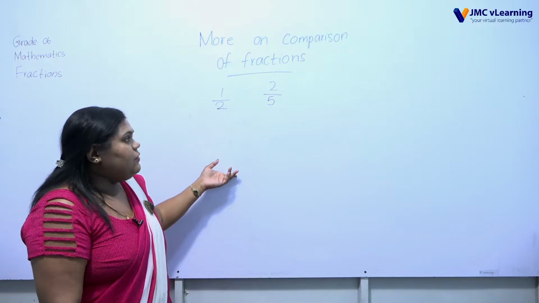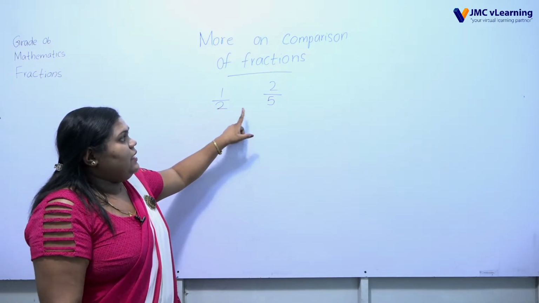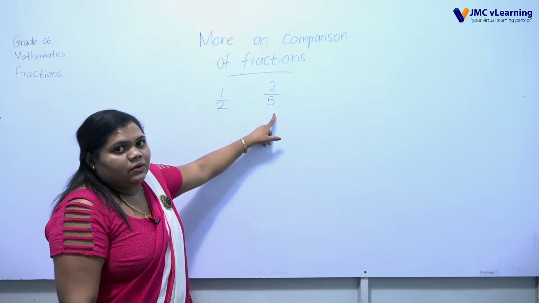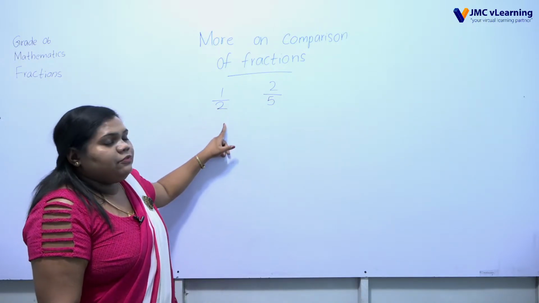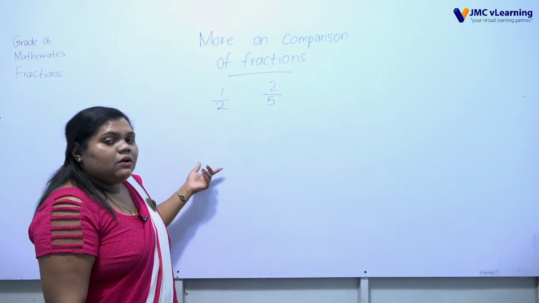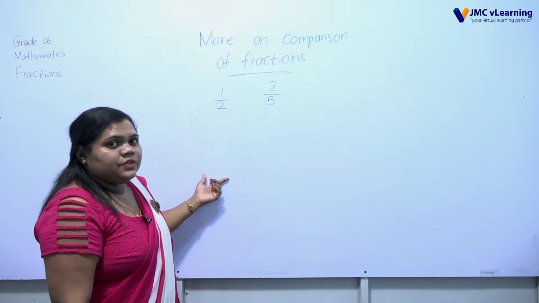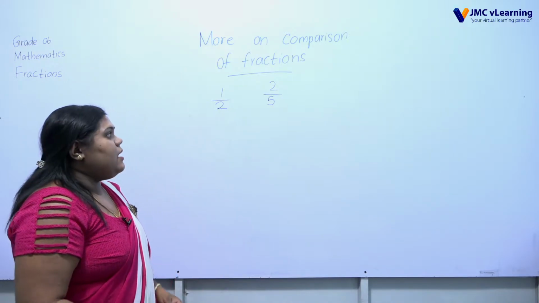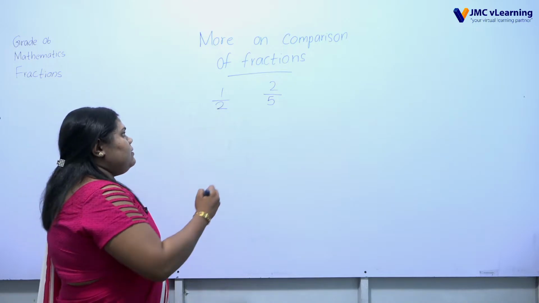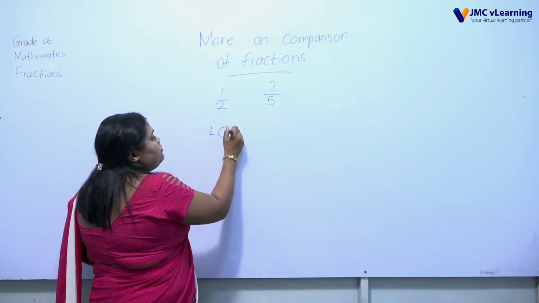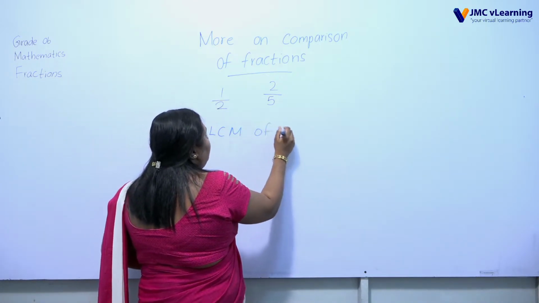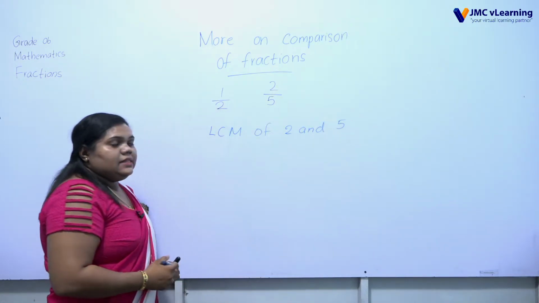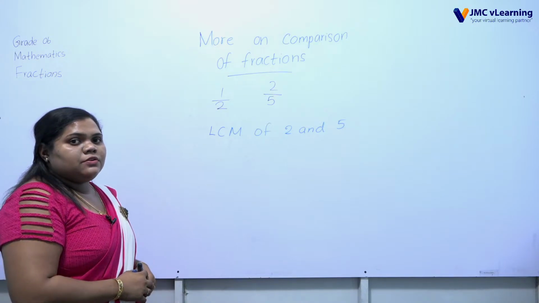No? So for that we want to find the LCM of 2 and 5. If we find the LCM of 2 and 5, we can get a common denominator. So very easily we can compare them. Okay, now we are going to find the LCM of 2 and 5.